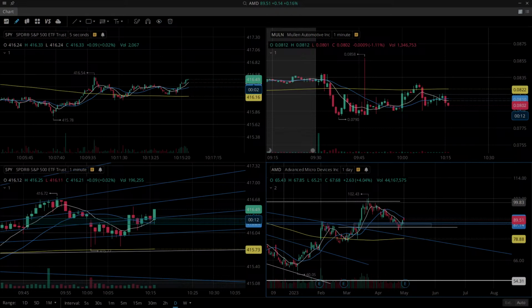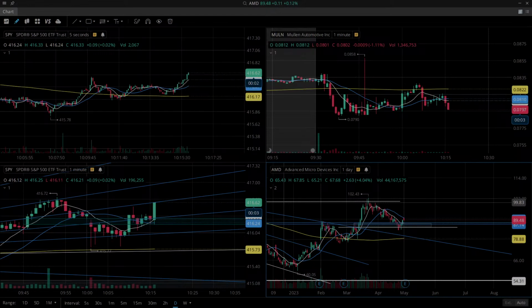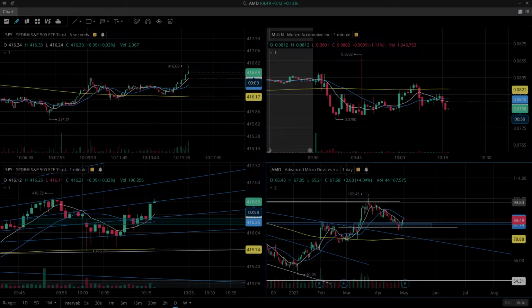41.95, target almost met. I might get a 41.96 overshoot because that's where the next fan line is. There it goes. Boom, target nailed it. Come on. Forgot to move the target. Yo, that was clean. That was nice.